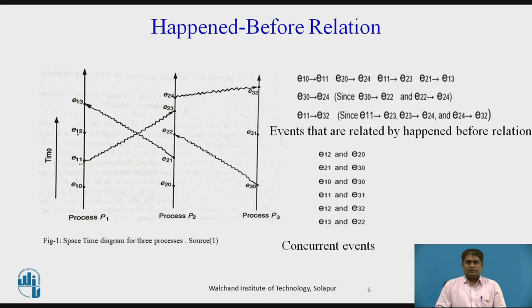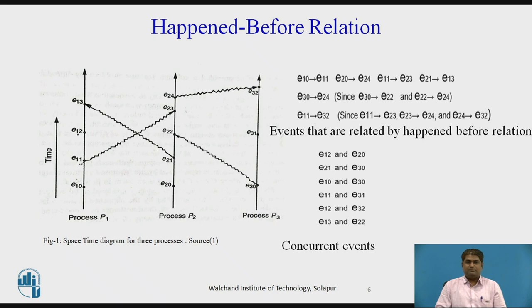Here, the diagram shows a space-time diagram which demonstrates the concepts of the happened-before relation and concurrent events. In this diagram, each vertical line denotes a process, each dot on a vertical line denotes an event in the corresponding process, and each wavy line denotes a message transfer from one process to another in the direction of the arrow. From this space-time diagram, it is easy to see that for two events A and B, A happened before B is true if and only if there exists a path from A to B by moving forward in time along the process and message lines in the direction of the arrows.